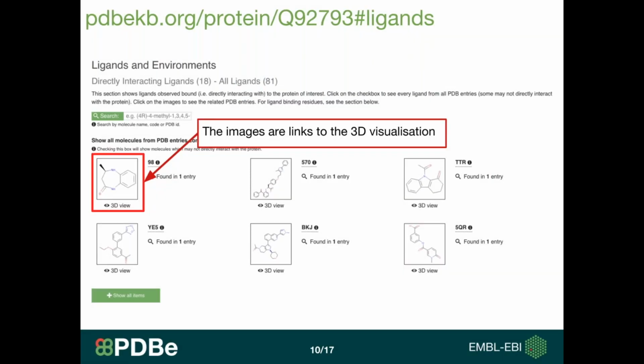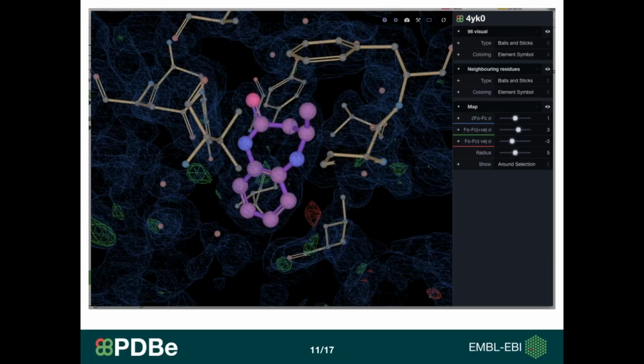And finally, if you click on the small image of the ligand, then you will get to the 3D visualization. This will be by default focused on the first instance of this ligand occurring in contact with the protein of interest.